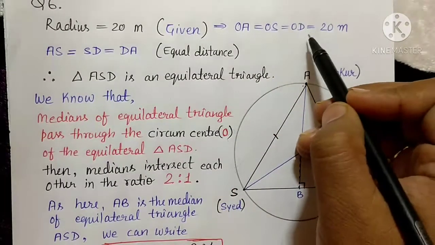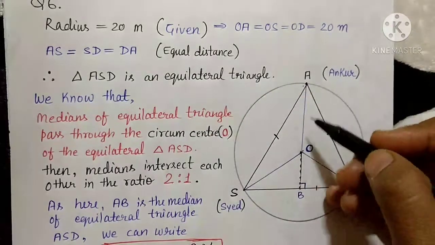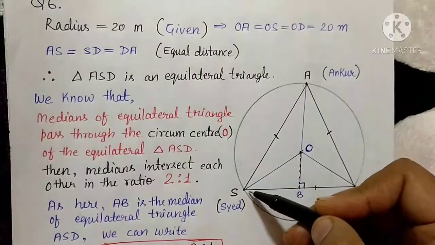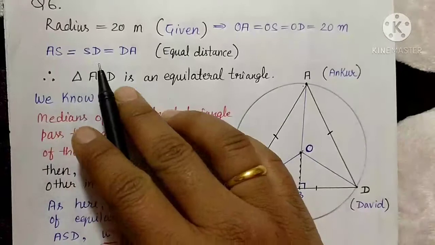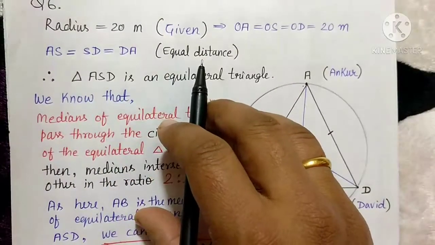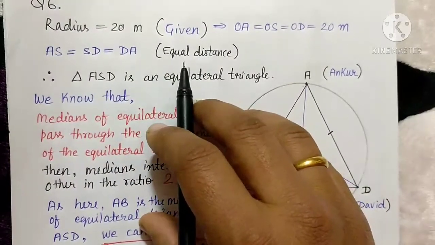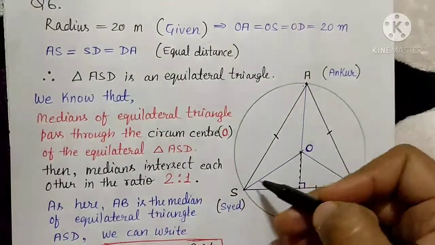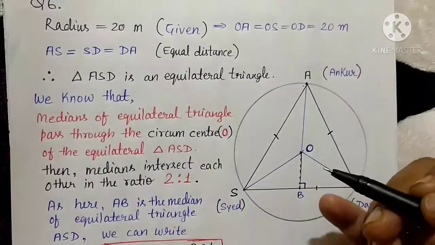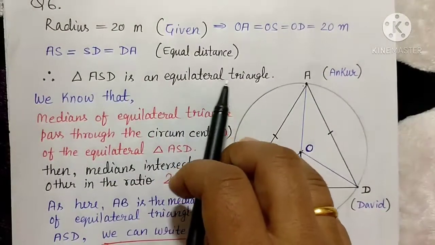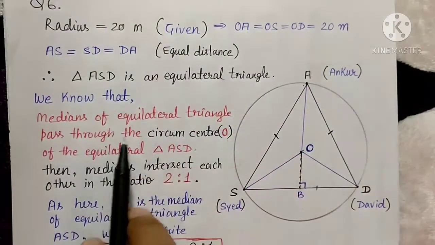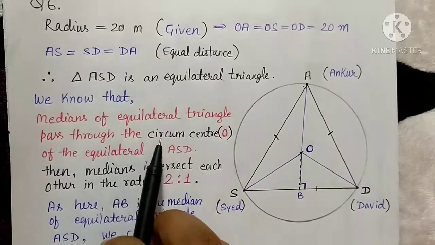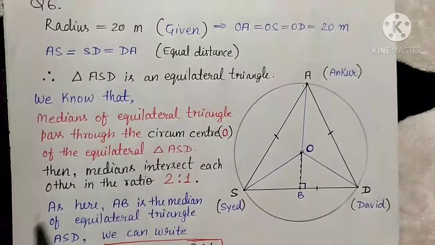We have found from the question only. Then they said all three sides are equal. It means AS equals SD equals DA, because it was given that all three friends, Ankur, Syed and David, are sitting at equal distance. If all three sides of a triangle are equal, then that triangle is called an equilateral triangle. And we know that medians of an equilateral triangle pass through the circumcenter of the equilateral triangle.